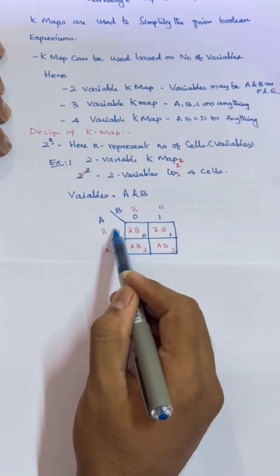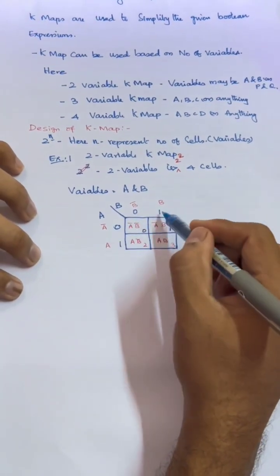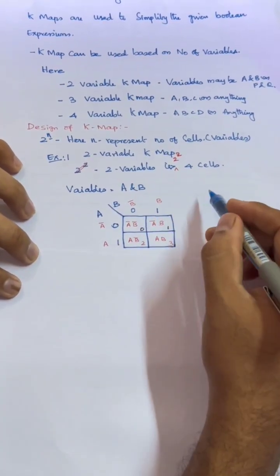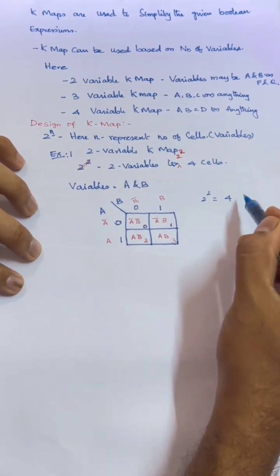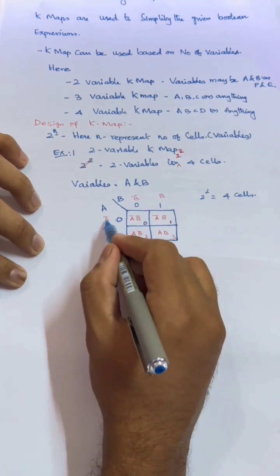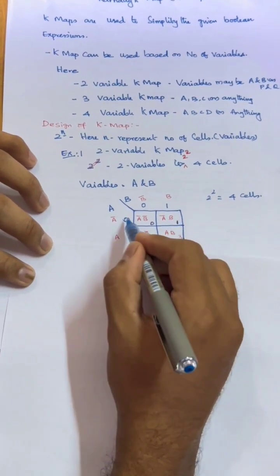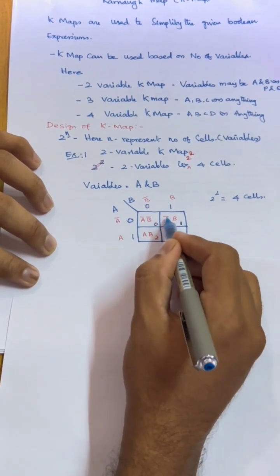In the first row we are taking 0 here. So the combination may be 0 0, 0 1, 1 0 and 1 1. So 2 power 2, we have 4 cells. And for the 0 0 combination we are taking A bar and B bar. And for cell 1 we are taking row wise A bar and column wise B.